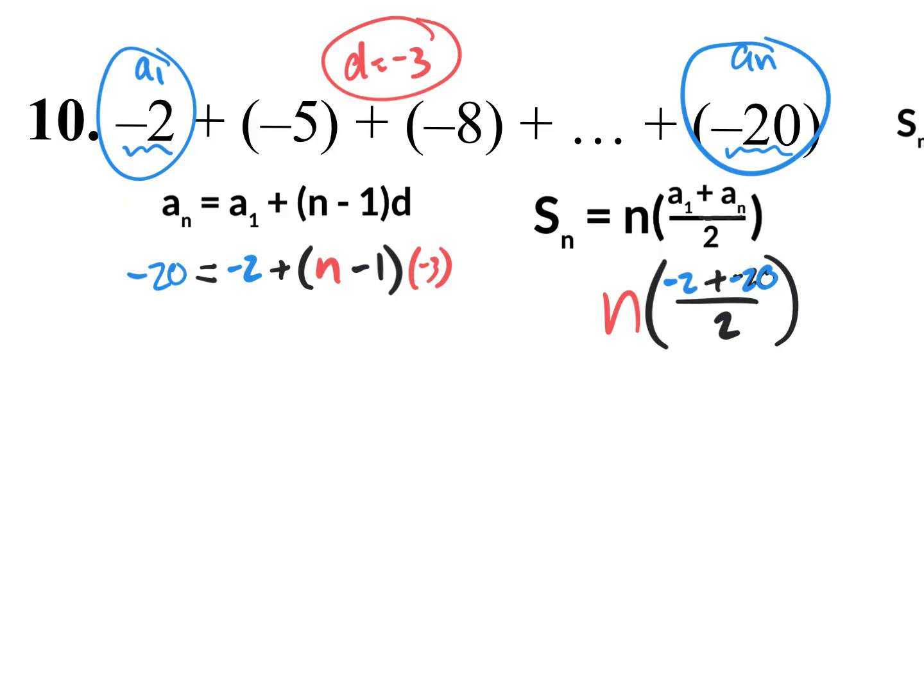So again, we are going to distribute negative 3 times n is negative 3n. Negative 3 times negative 1 is a positive 3. Bring down the plus the negative 2. And out of those 3 terms, you can't combine the negative 3n with anything.